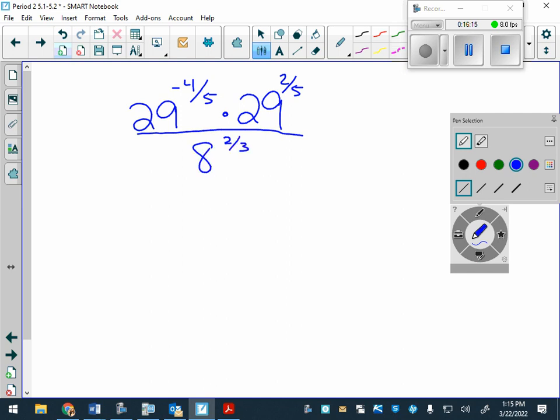Okay. So the numerator here, they're the same base. So I could add these exponents and get 29 to the negative 2/5. And then we have 8 to the 2/3. Okay. So with the negative exponent, that's going to go to the bottom.